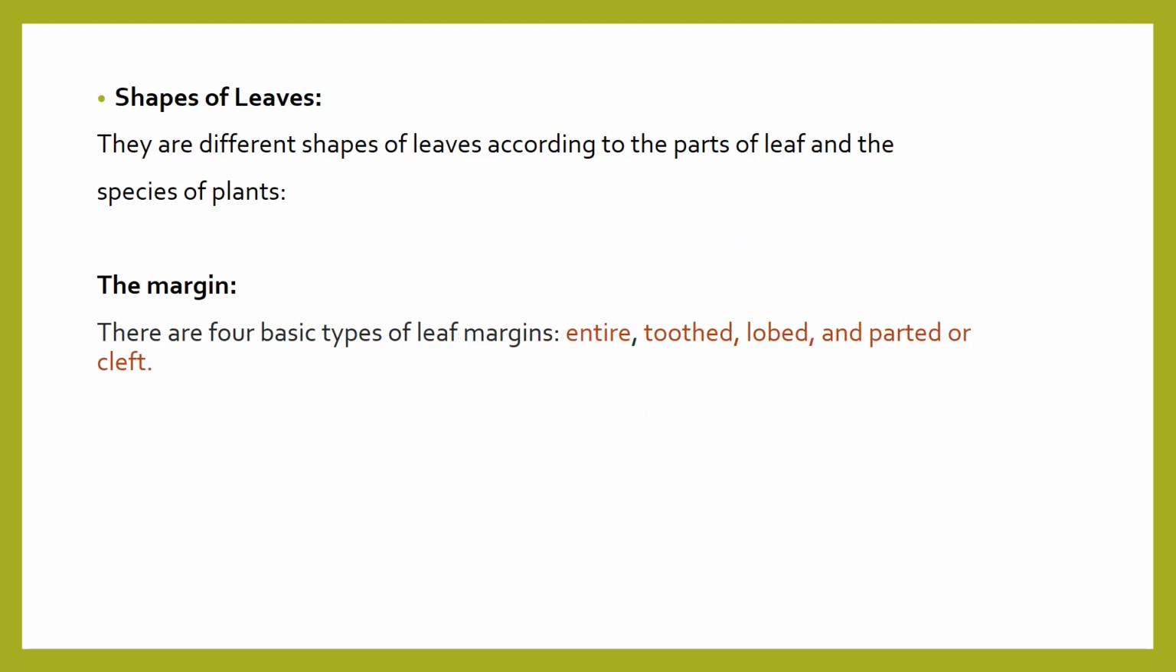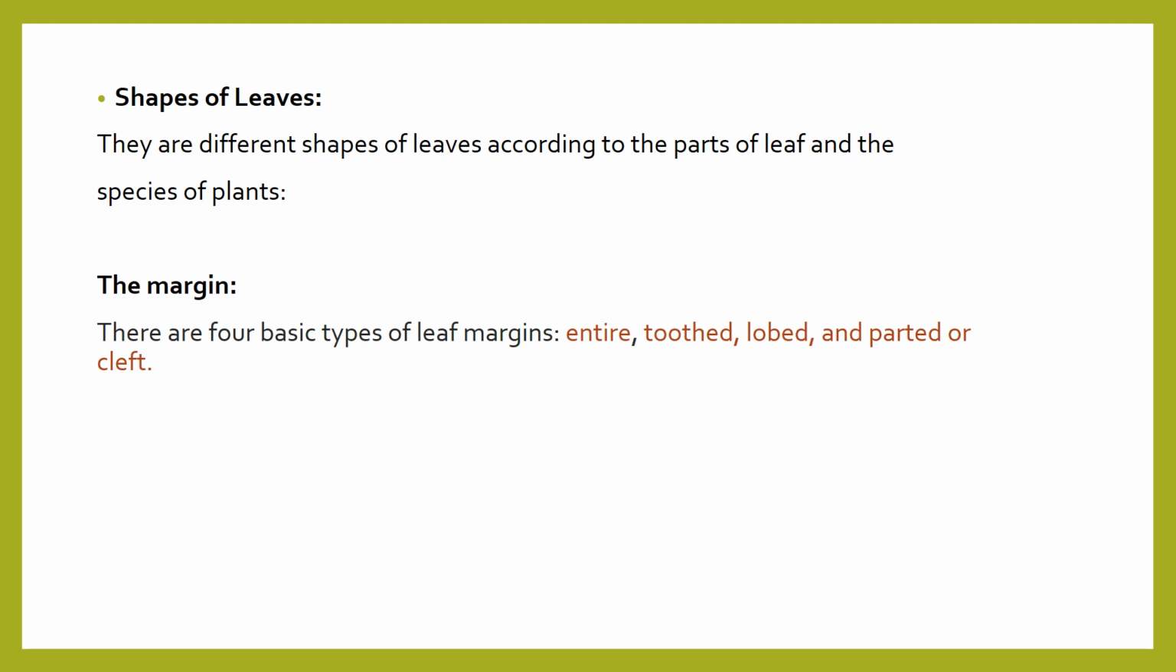Okay, now we are going to talk about the shapes of leaves. There are different shapes of leaves according to the parts of the leaf and the species of plants. As you will see now, some parts of the leaf come in different shapes, so that makes us classify the plants according to these differences.